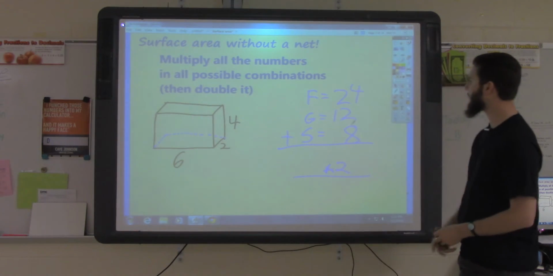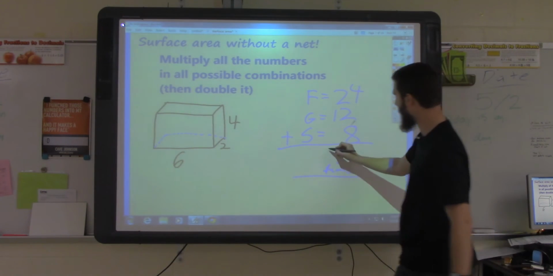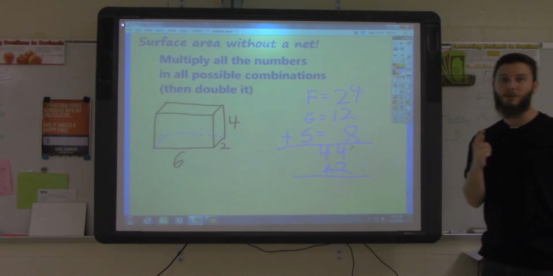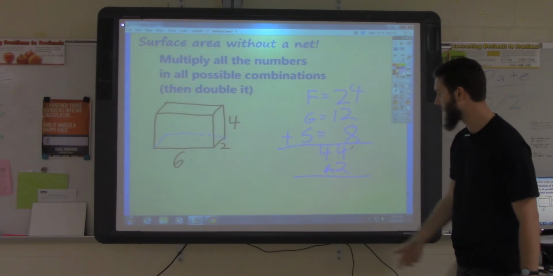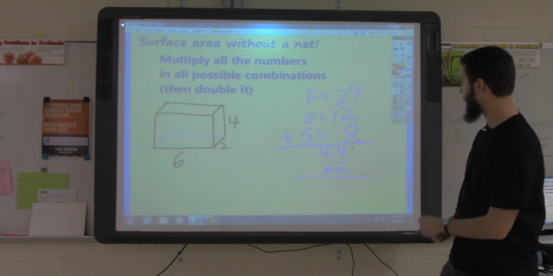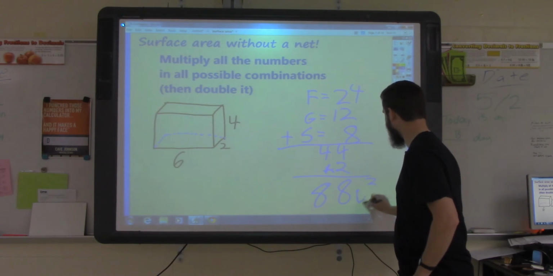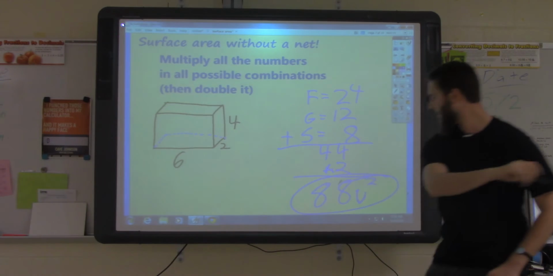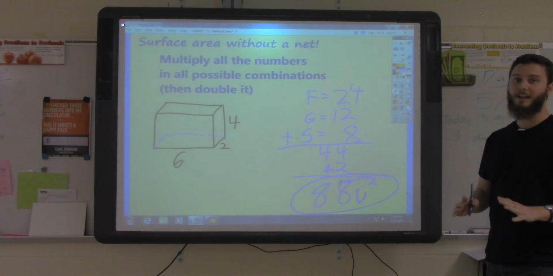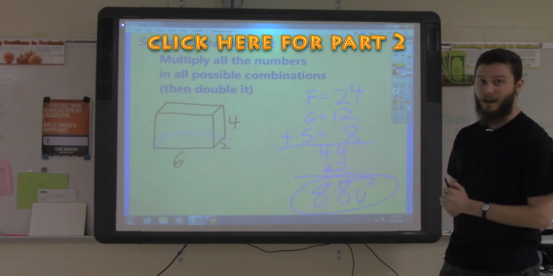I'm going to add all this together. 12 plus 8 gives me 20. 20 plus 24 gives me 44. Now I've got 44. I've got to double it in order to get the other half of my room. So I take 44, multiply it times 2 to give me a final surface area of 88 units squared. 88 units squared. That's it. This is how you would find the surface area without using a net for just about any rectangular prism you could come across. Now on to part 2.